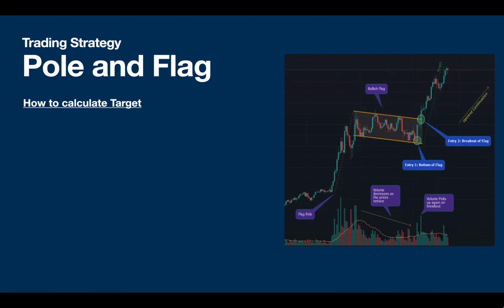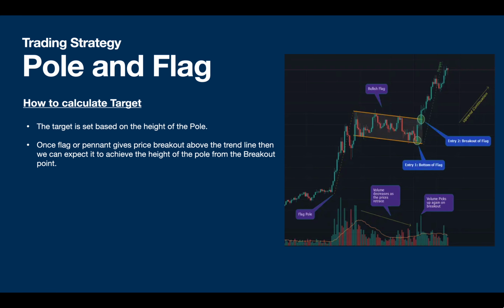Now let's understand the target in a flag pattern. The target is set based on the height of the pole. Once the flag or pennant gives a price breakout above the trend line, then we can expect it to achieve the height of the pole from the breakout point.